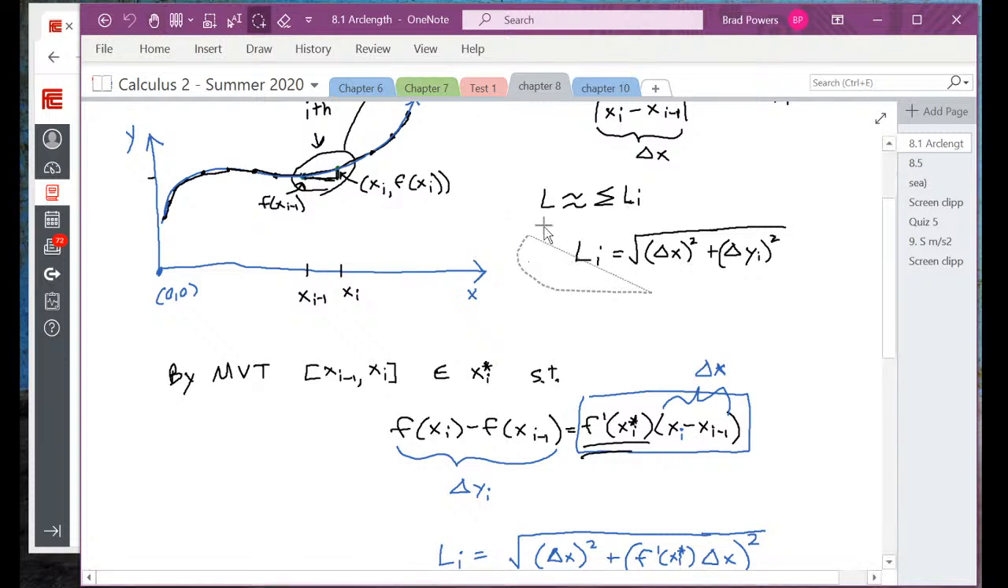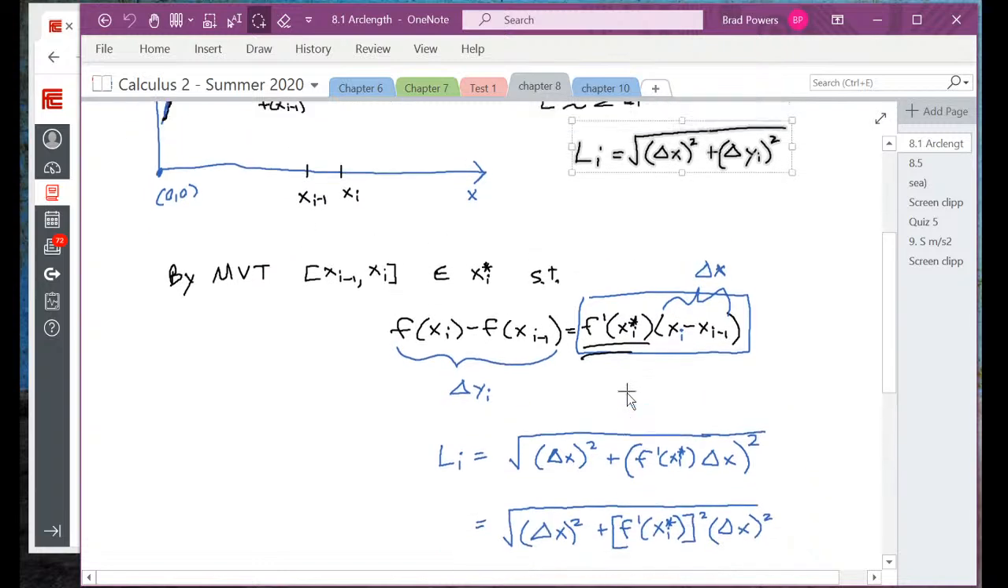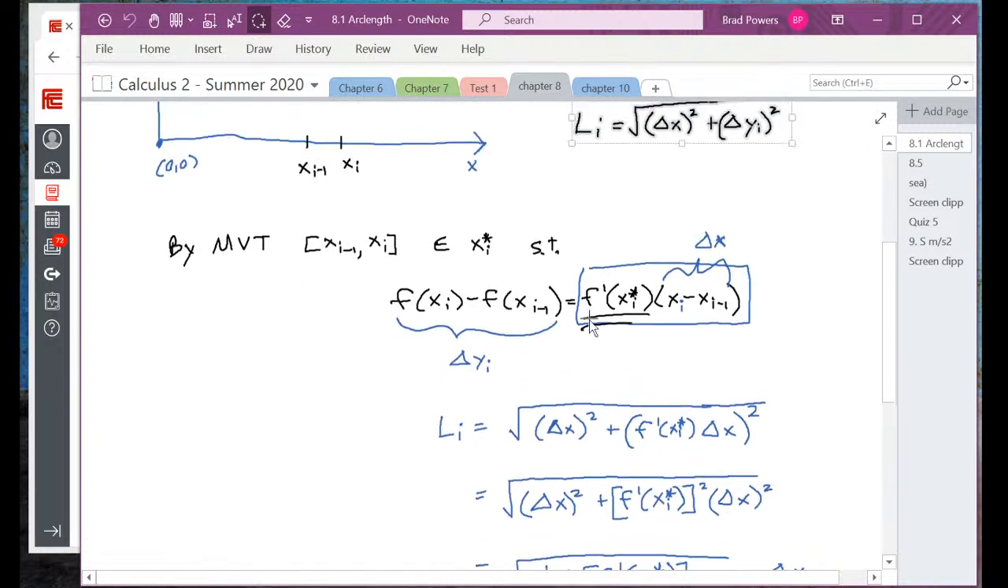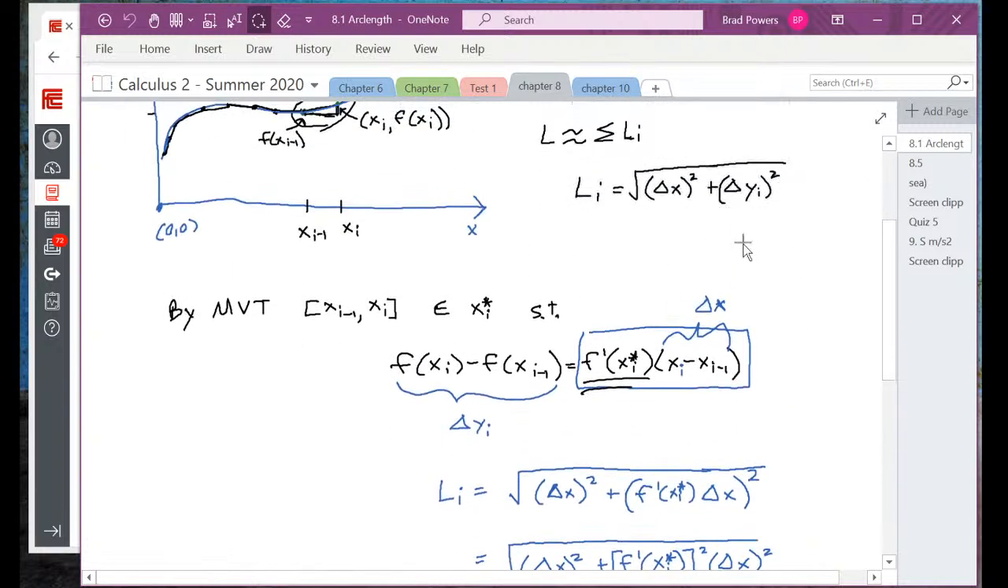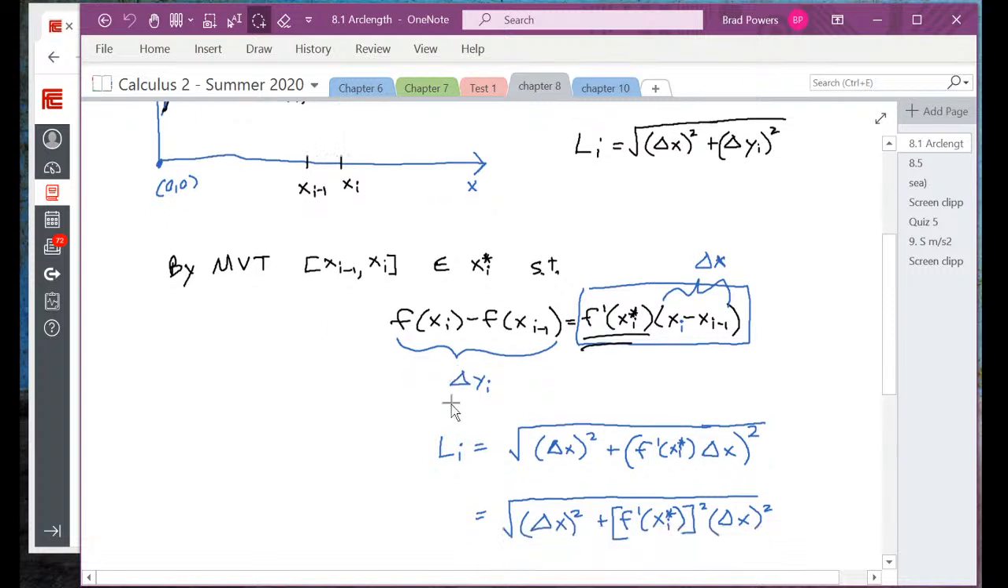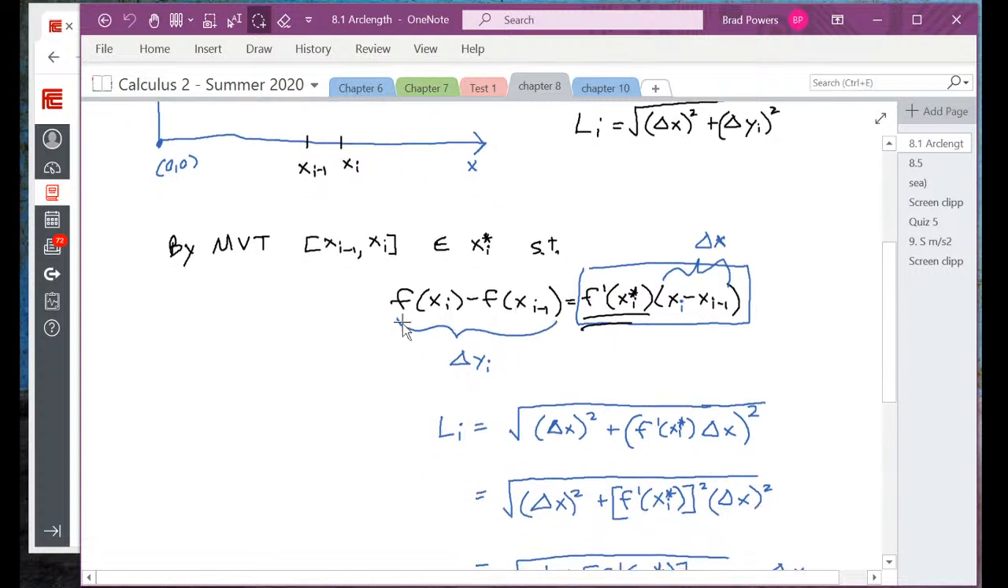I'm going to copy this, and let me see if I can copy two things. Then there was one more trick we did in order to replace the delta y sub i squared: we used the mean value theorem to rewrite delta y sub i as f prime of x sub i star times delta x.